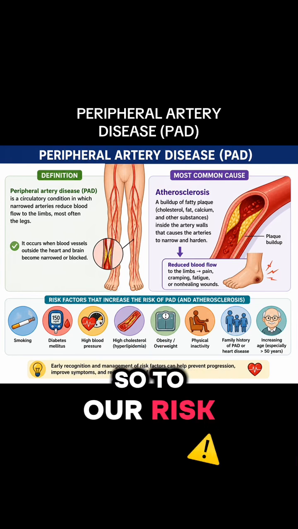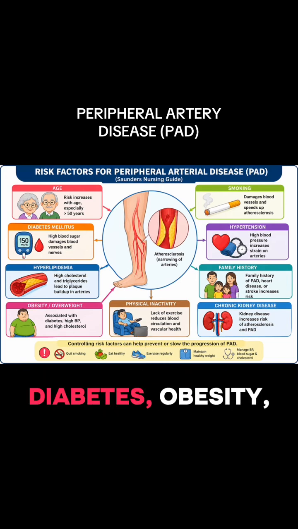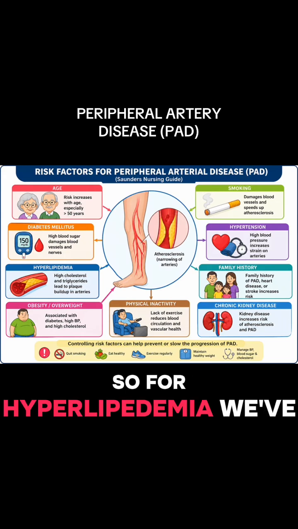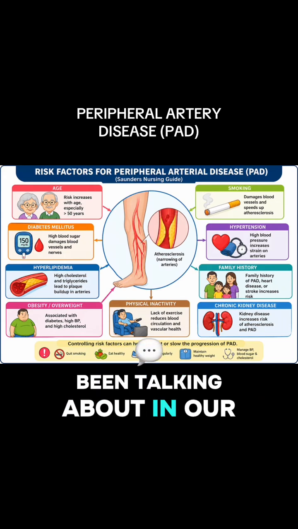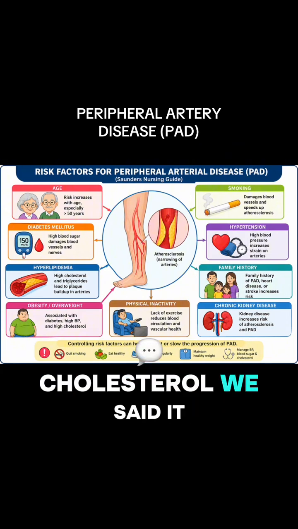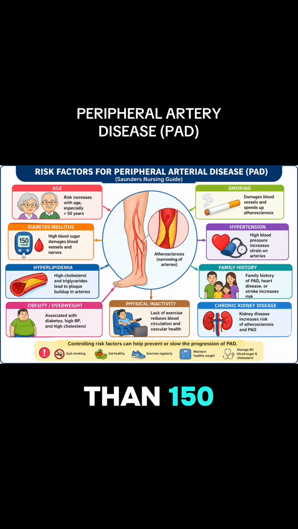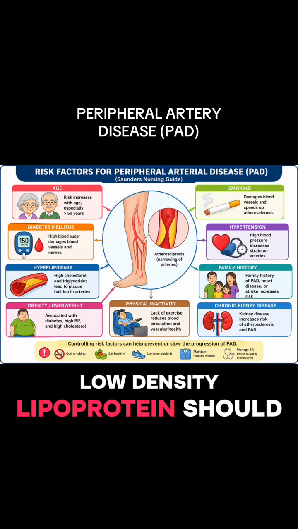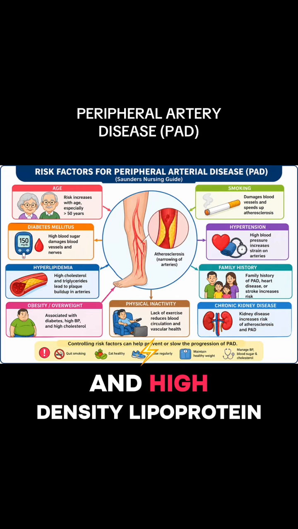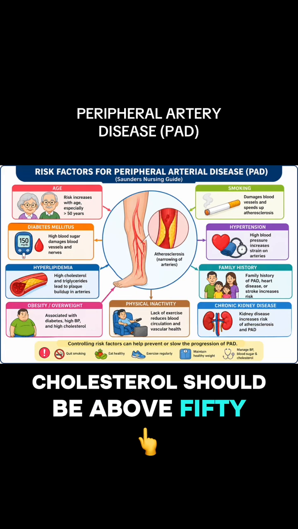So to our risk factors of peripheral artery disease: hypertension is one of them, diabetes, obesity, hyperlipidemia. For hyperlipidemia, we've been talking about it in our previous videos. Starting with total cholesterol, we said it should be less than 200. Triglycerides should be less than 150. Low density lipoprotein should be less than 100. And high density lipoprotein, which is the good cholesterol, should be above 50.